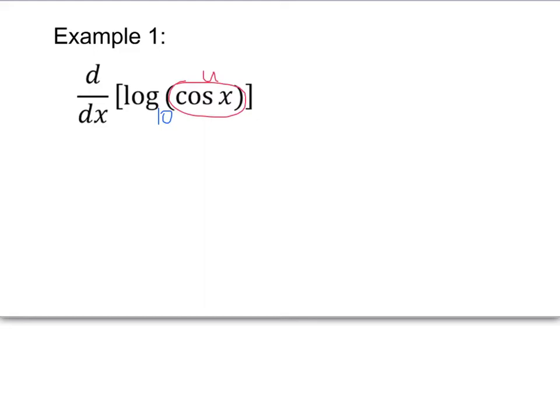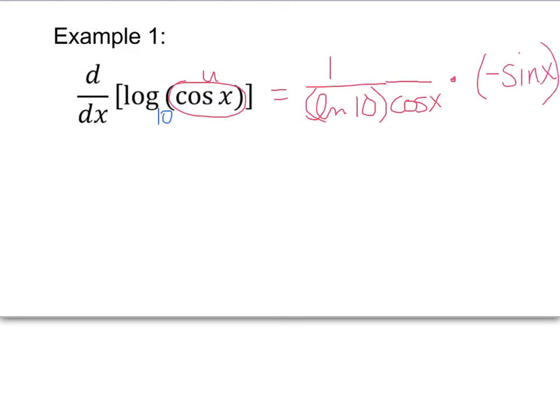Okay, now your formula says the log base a of u is going to be 1 over the ln of a, and in this case our a is 10, okay, times the u, which is cosine of x. And then, because it was cosine of x and not just an x, we need to also multiply times the derivative of our u. So the derivative of cosine x is negative sine x.